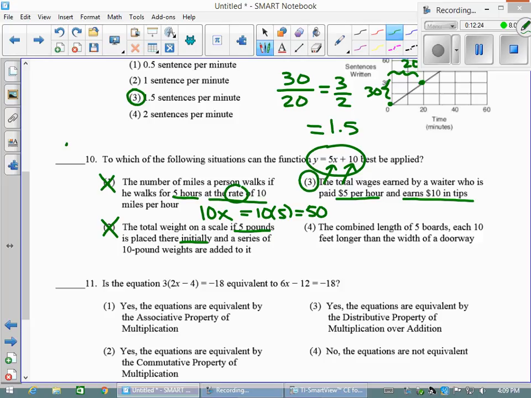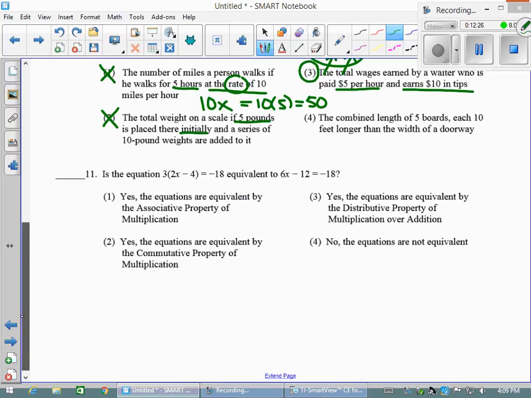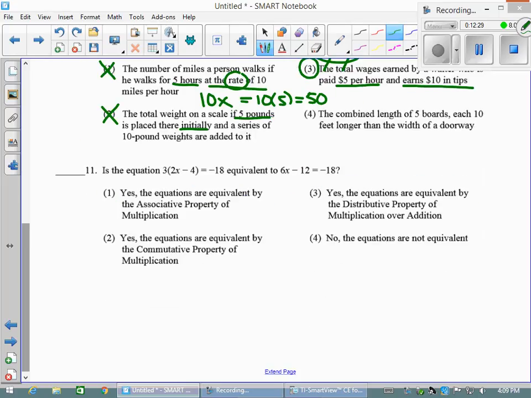Okay, question 11. Is this equation equivalent to the other equation? So is 3 times 2x minus 4 equal to negative 18, equivalent to 6x minus 12 equaling negative 18? The first thing I would do here is, the left equation is showing me that 3 can be distributed to that 2x and minus 4. So I'm going to distribute it and see what I get. 3 times 2x would give me 6x. 3 times negative 4 would give me negative 12, and that would still be equal to that negative 18. All I did was use the distributive property.